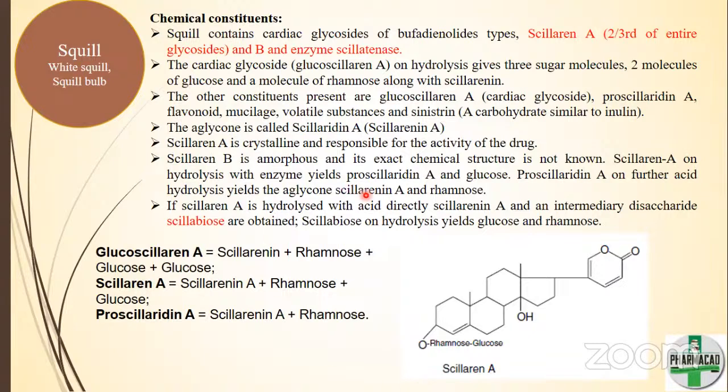Scillaren B is amorphous and its exact chemical structure is not known. On hydrolysis, it will yield proscillaridin A and glucose, which is given here, and further acid hydrolysis will yield the aglycone scillarenin A and rhamnose. Now, if Scillaren A, this part here, is hydrolyzed directly with acid, then it will yield scillarenin A and an intermediary disaccharide, which is scillabiose. So scillabiose is nothing but glucose plus rhamnose.